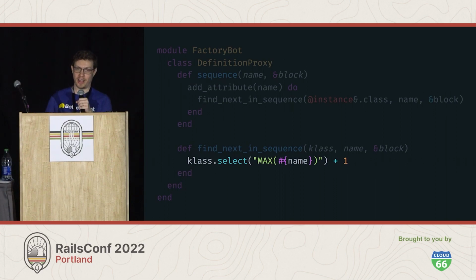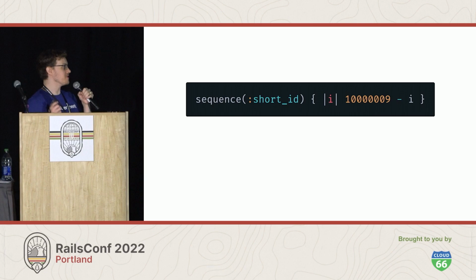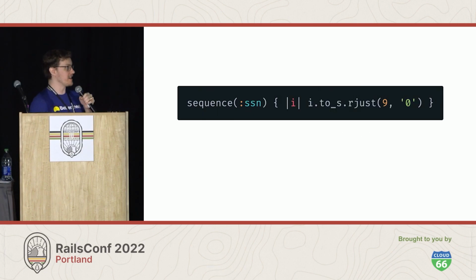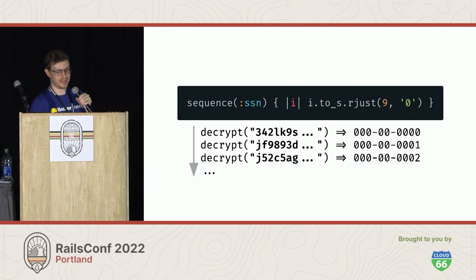And at first we were like, okay, let's take the maximum value in the table, like select max of the column name and add 1. And if it's an integer column or a string with some sort of standard lexicographic order, it kind of works, but not really. Because here's a sequence that goes in descending order. And here's a sequence where the attribute is actually encrypted at rest. So there's just no way with SQL to select for the max value in these columns.